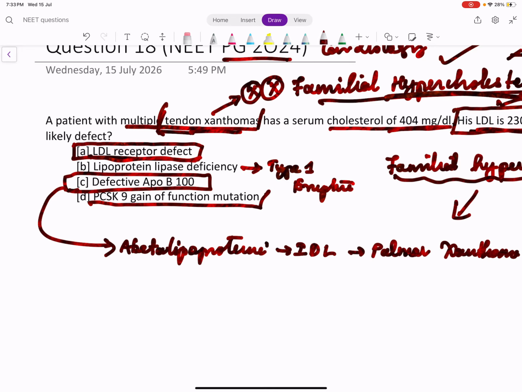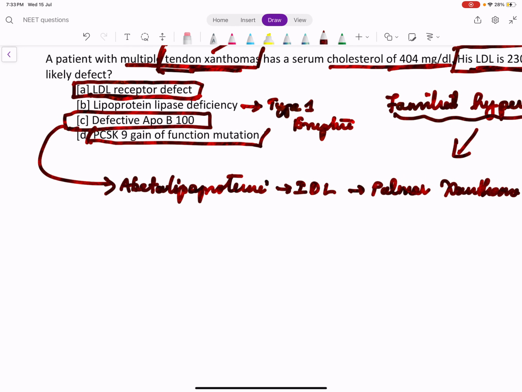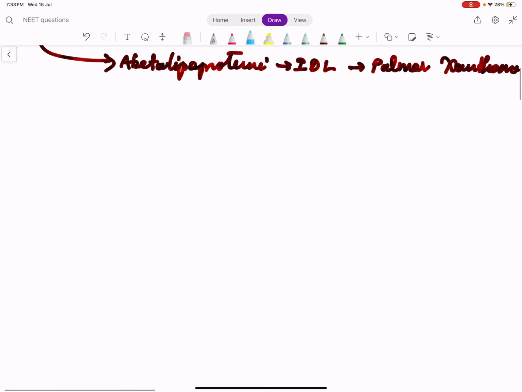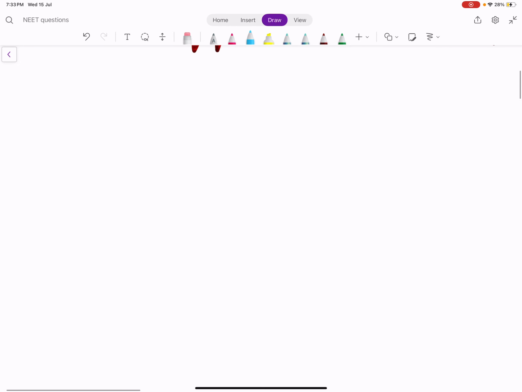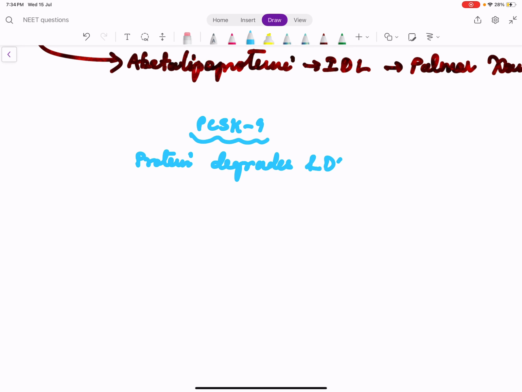PCSK9 gain of function mutation. Since this is a one-liner, you can leave off this option, but PCSK9 being very important, I'll just tell you a brief description about PCSK9. Don't worry about the full form. PCSK9 is a protein which degrades LDL receptors in the liver. What is the function of the LDL receptor? It collects the LDL from the blood and deposits it in the liver.